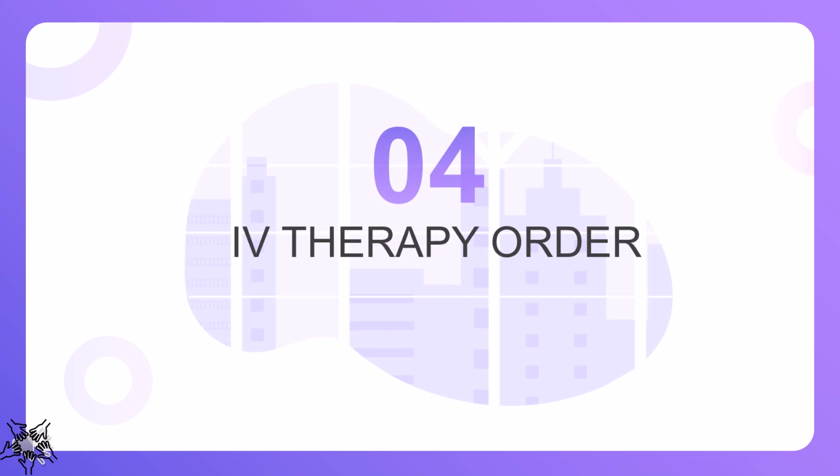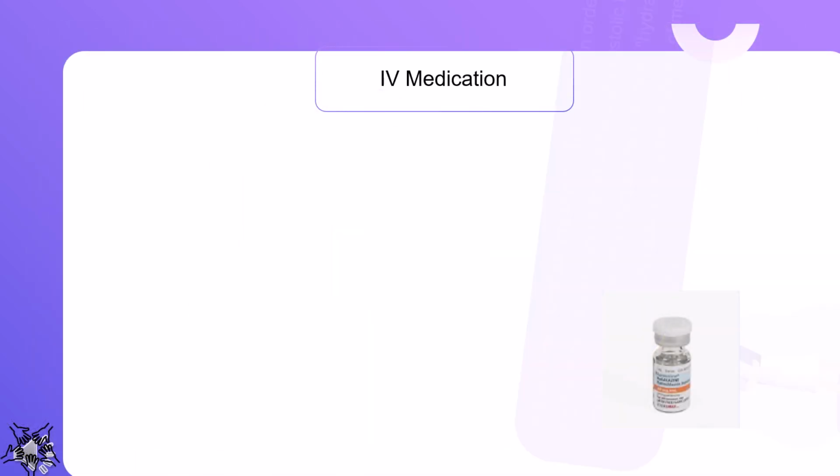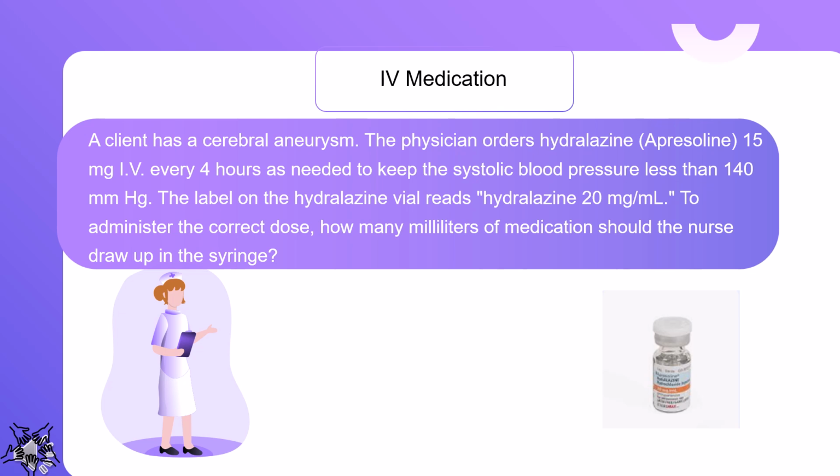Fourth scenario. A client has a cerebral aneurysm. The physician orders hydralazine (Apresoline) 15 milligrams IV every 4 hours as needed to keep the systolic blood pressure less than 140 millimeters of mercury. The label on the hydralazine vial reads hydralazine 20 milligrams per milliliter. To administer the correct dose, how many milliliters of medication should the nurse draw up in the syringe?